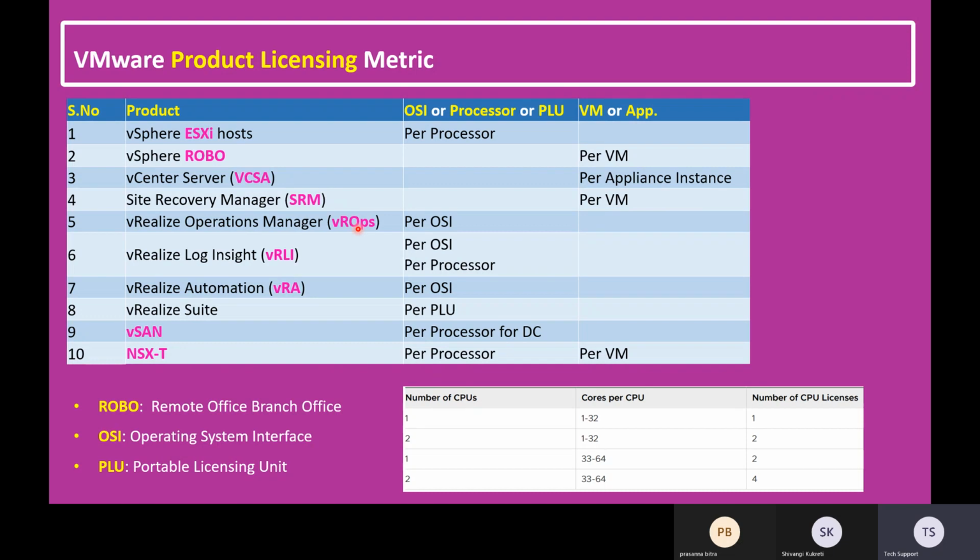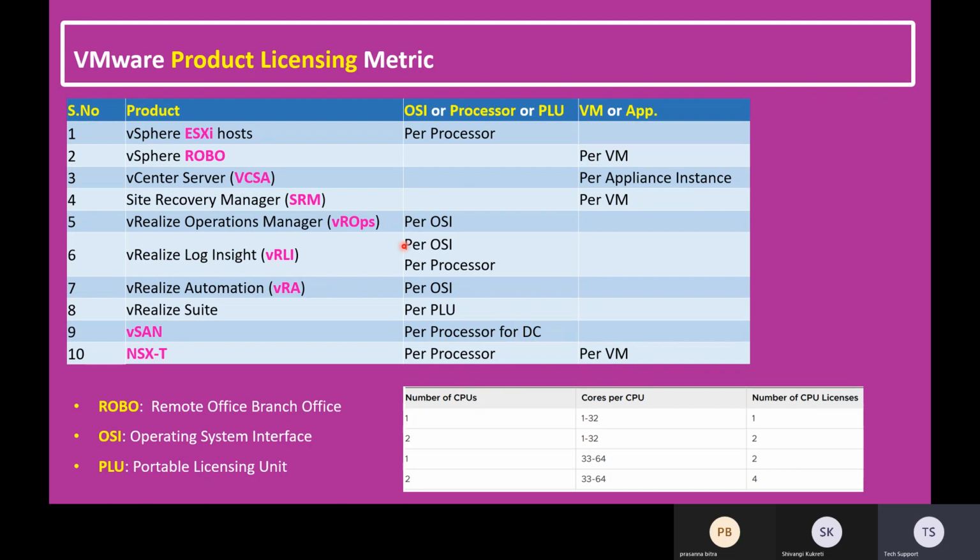And vRealize Operations Manager is also per OS basis. Per OS is almost similar to per VM. How many OS instances are you using? Even if your OS interface has multiple NIC cards, the license cost may vary slightly. Not only for one NIC card, operating system interface. If you have multiple NIC cards, there will be a slight increase in the virtual machine count. Okay, so this is the importance of OSI, operating system interface based license.